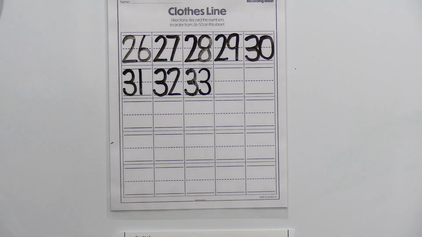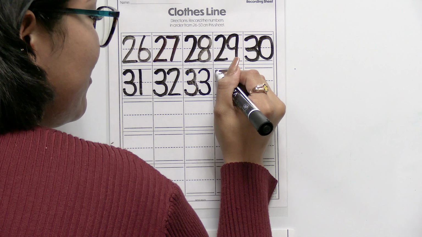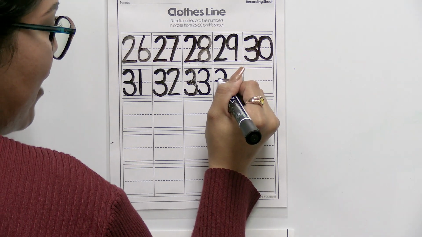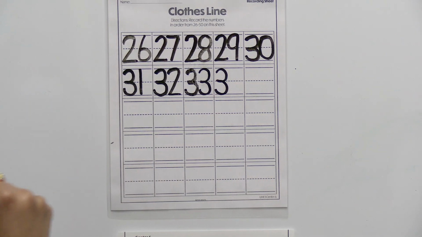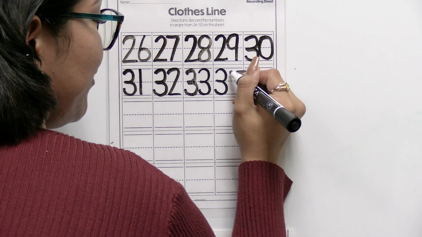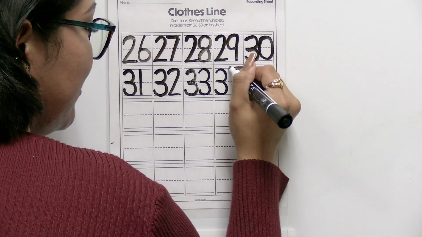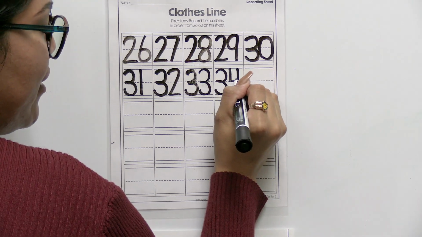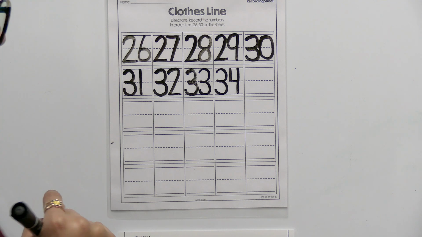After 33, 34. So we'll write the number 3 first. We're going to loop to the dotted line, stop, and then we're going to loop to the bottom. Make a 3. Now let's make a 4. The number 4. So we're going to do a straight line down, and then we're going to come, make a straight line, stop at the dotted line, and then go straight across to make a 4. 34.